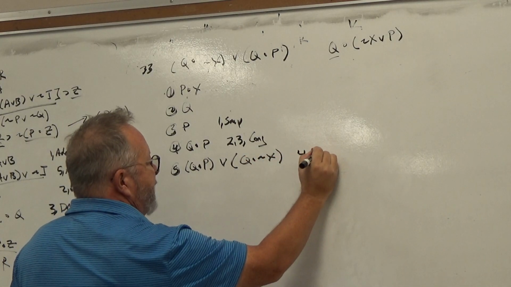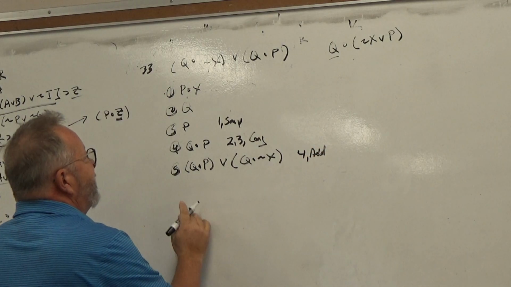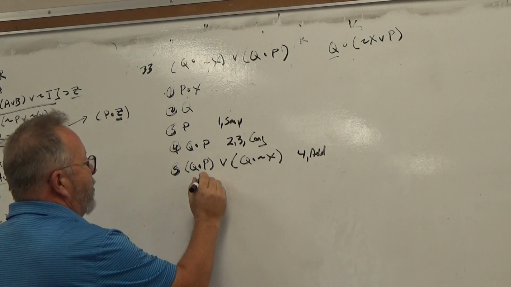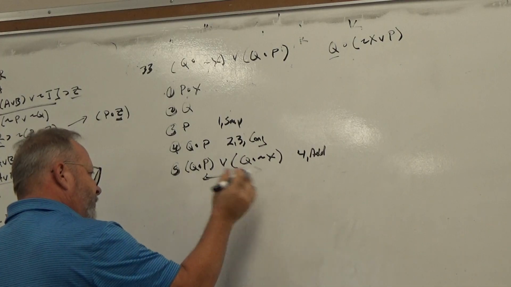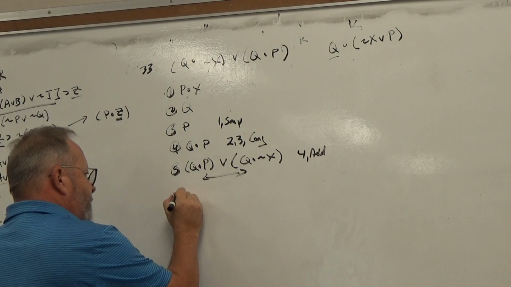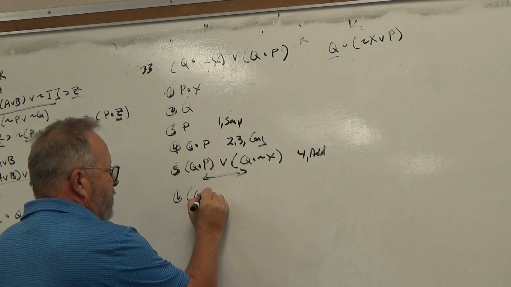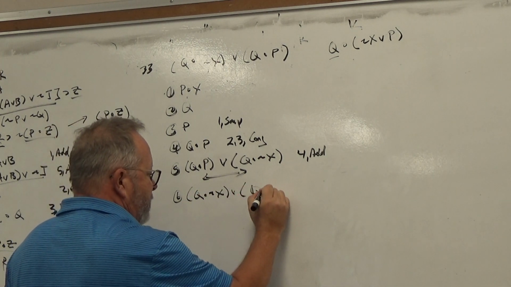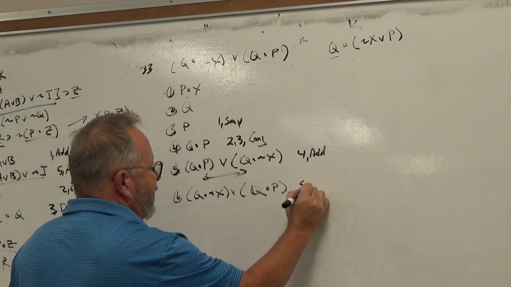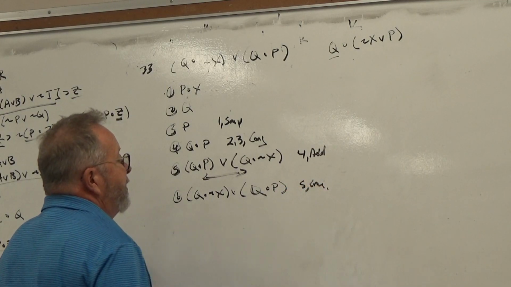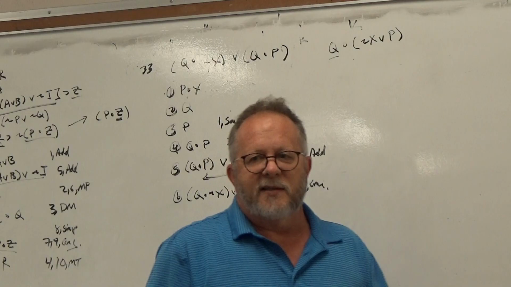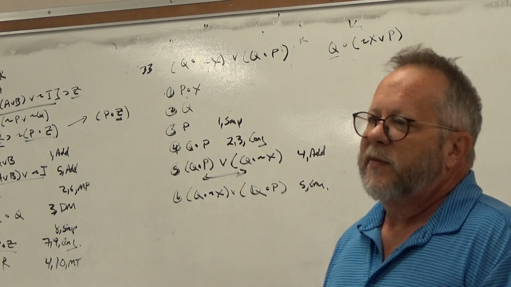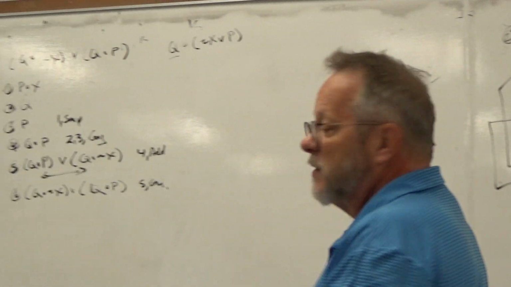That's from 4 by addition. Now this is in the wrong order, but we can flip them, and we get Q and not X, or Q and P from 5 by commutation, and we're done. And that's much simpler than the way that I was going to do it.